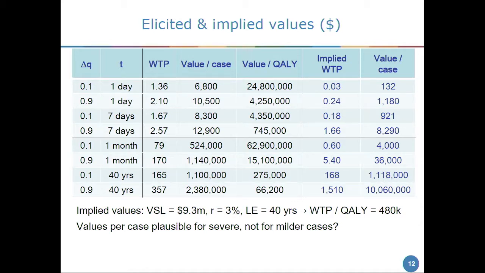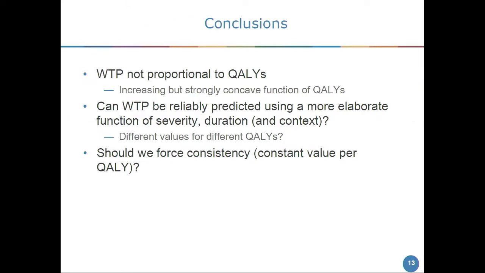So you see down there at the bottom, the numbers on the order of kind of $1 million per case, $10 million per case for the really severe long-term effects are sort of consistent with standard analysis. But our willingness to pay for the very mild and short-term illnesses are much, much, much higher than you get from imputing VSL estimates. So that leads me to these conclusions, that willingness to pay in theory is not proportional to quality gain, and empirically it seems to be nowhere near proportional.